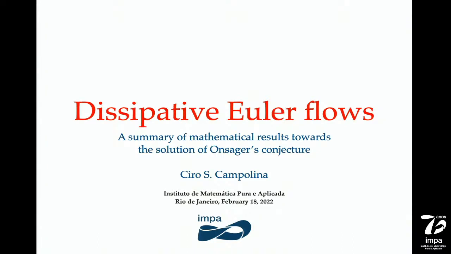I am Silvio Campolino. I am a PhD student here at IMPA, and I'm going to give this half of the lecture for Alexei. And I'm going to talk about dissipative Euler flows. So it's essentially a summary of some recent mathematical results towards the solution of the so-called Anaxagoras conjecture.